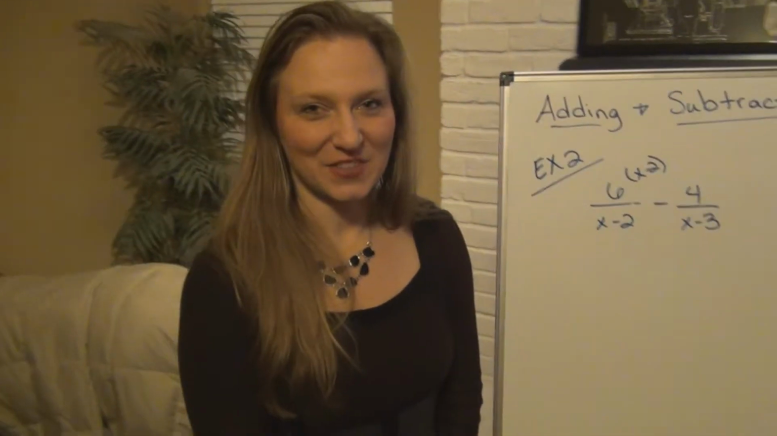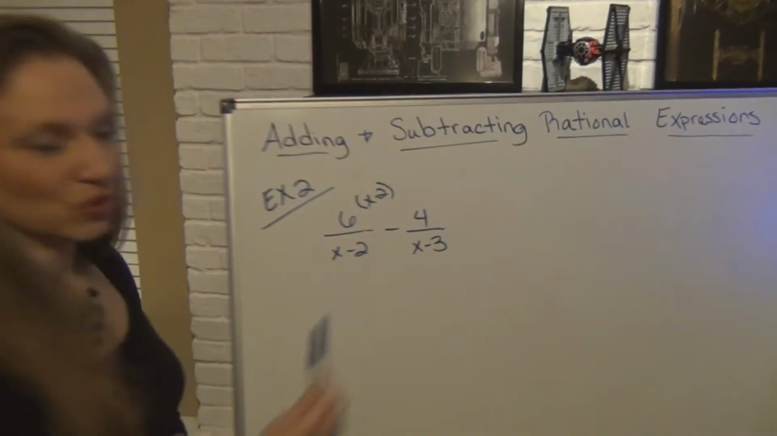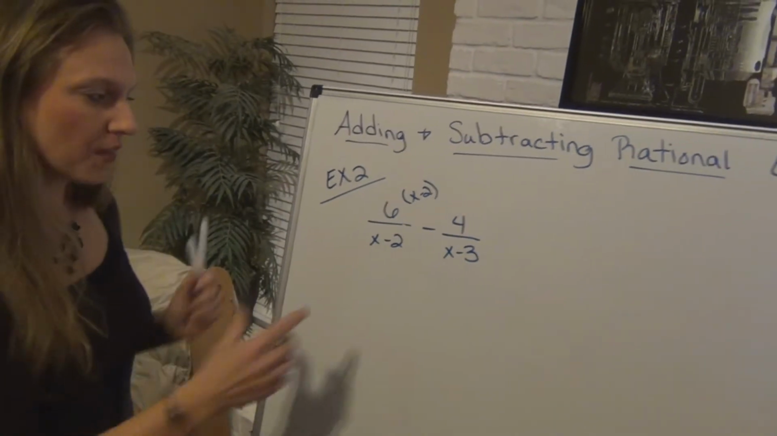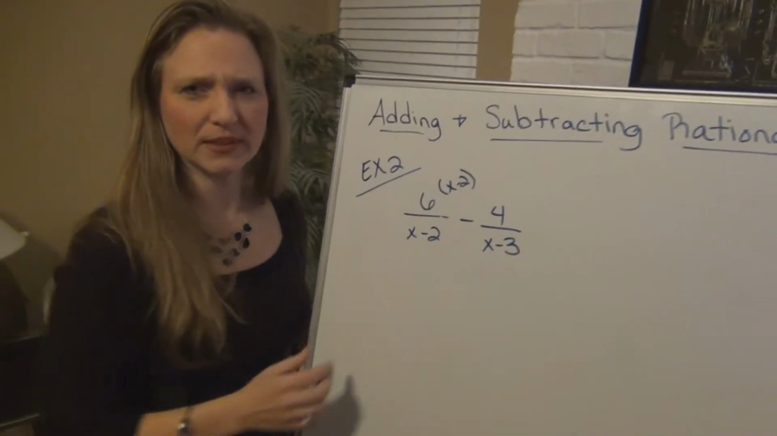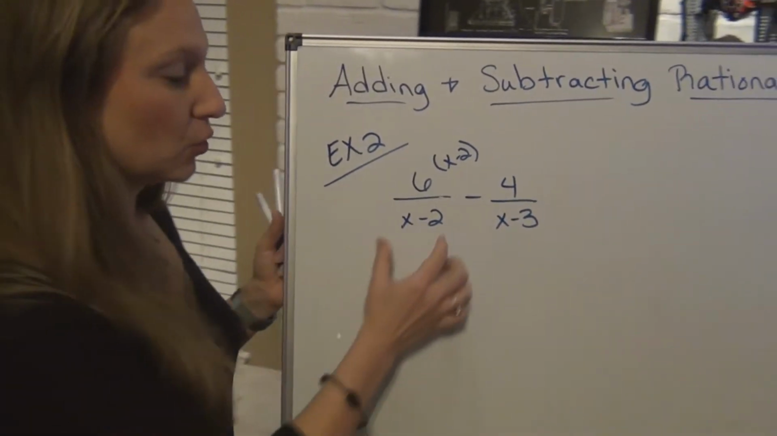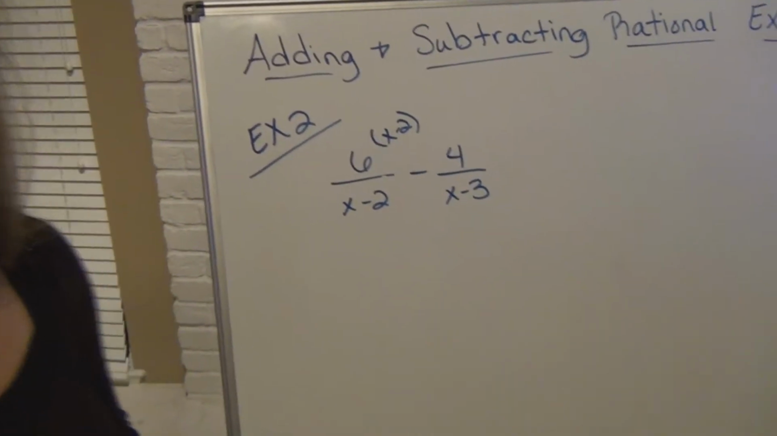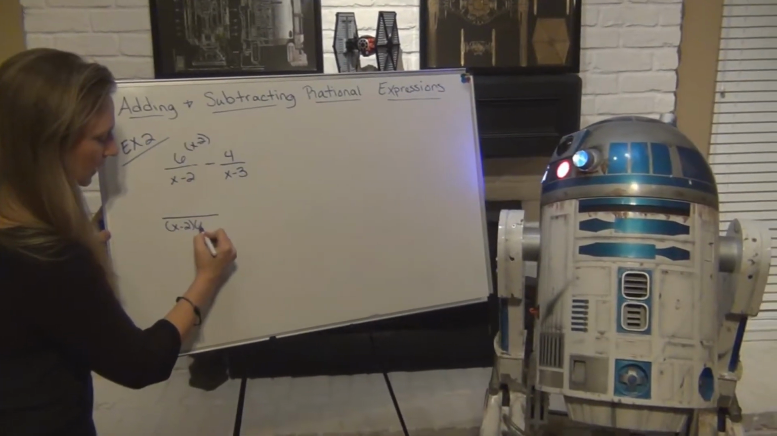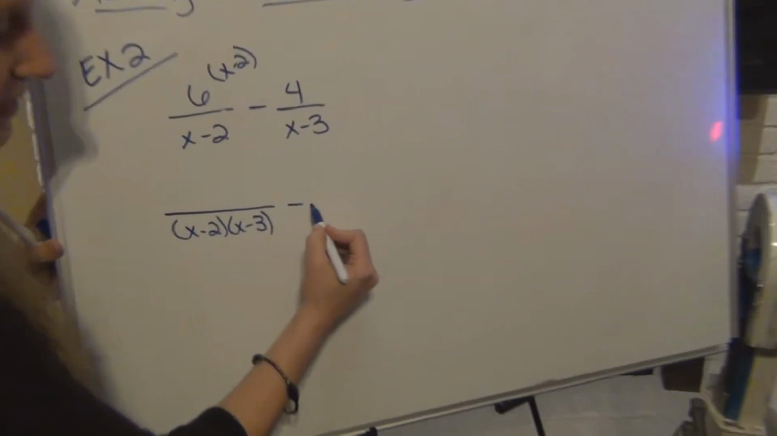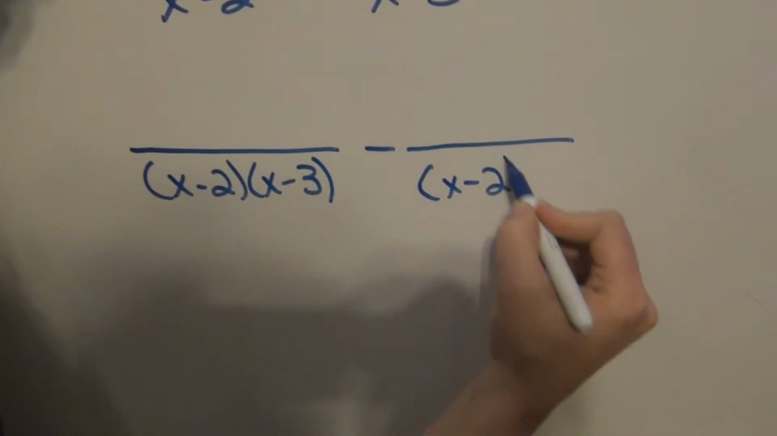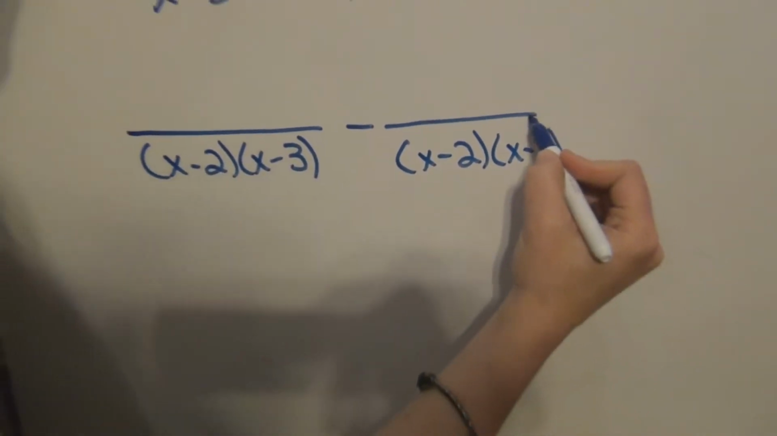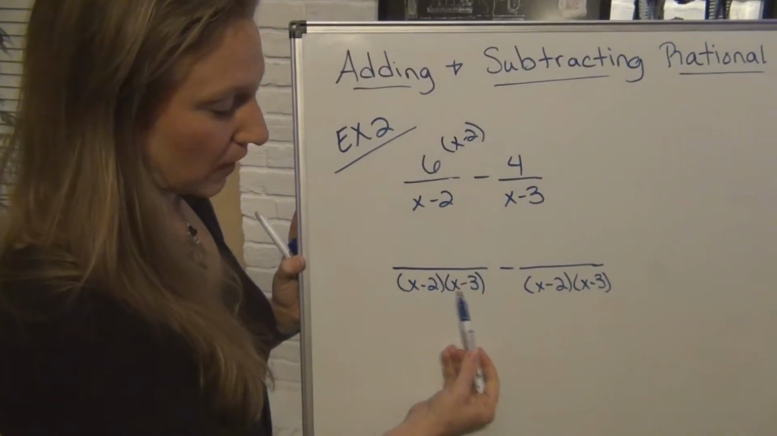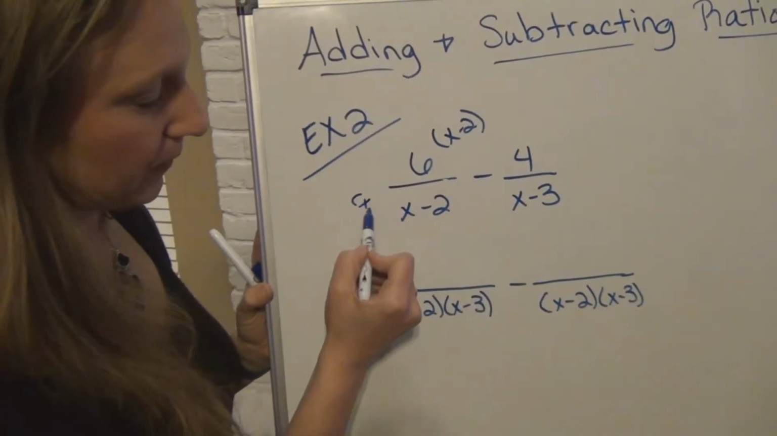All right, we're ready to try another example. Notice here this time we're subtracting, but we still need to get a common denominator first. On this one, you'll notice our denominators are completely different. When they're completely different, you can just multiply them together so that you have a common denominator. So I'm going to shoot for the common denominator being x minus 2 times x minus 3. So that's like my goal. All right. So in order for this denominator to be this, I need to multiply top and bottom by x minus 3.